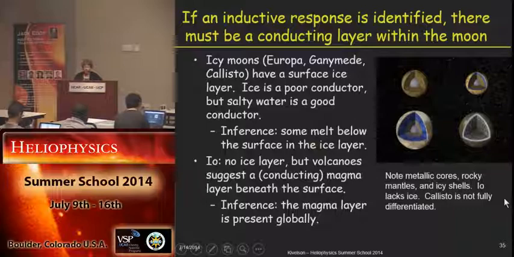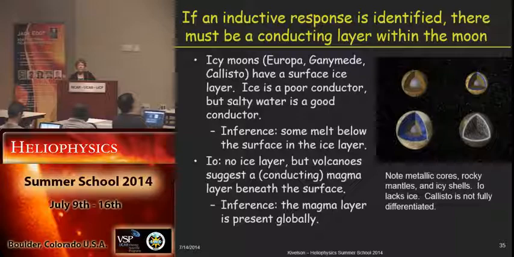For the other moons, let me just first say that if you have an inductive response, you have to have a conducting layer within the moon. If you have an inductive response that's near its maximum size for a sphere of the size of the moon, the layer in which the currents are flowing has to be very near the surface.